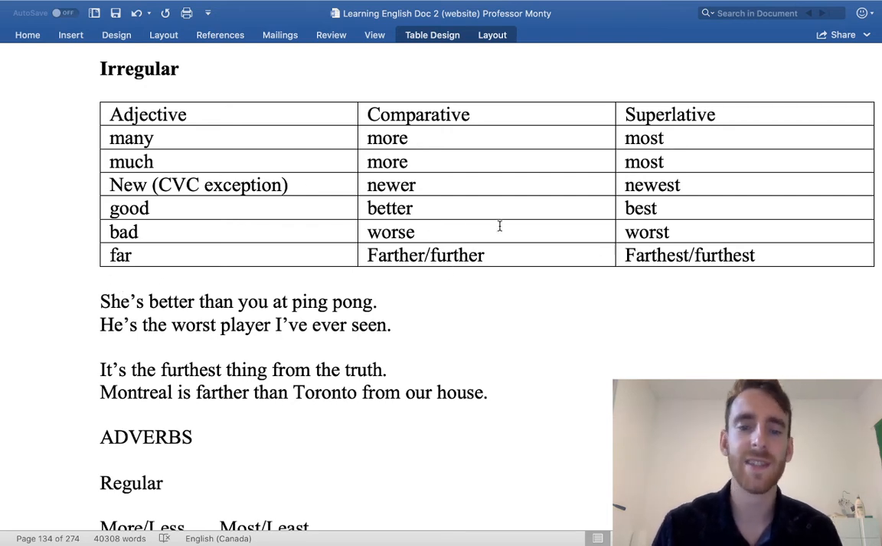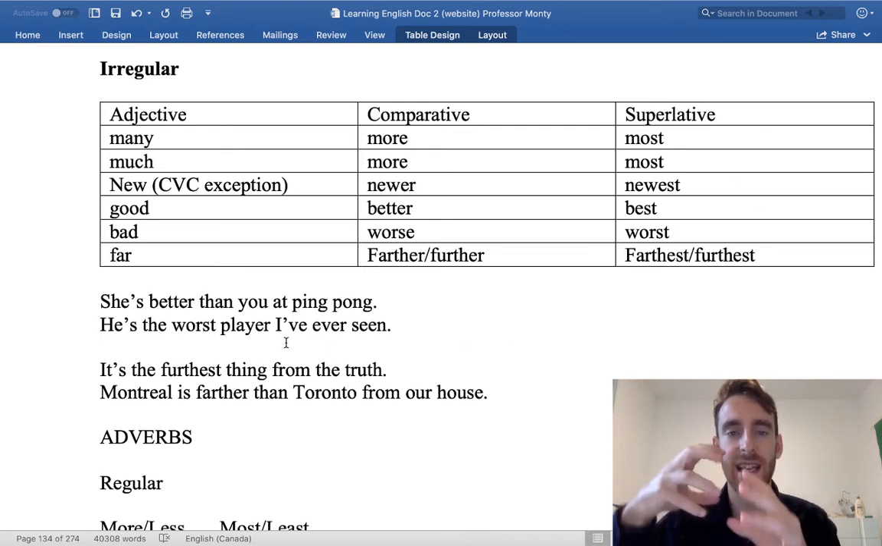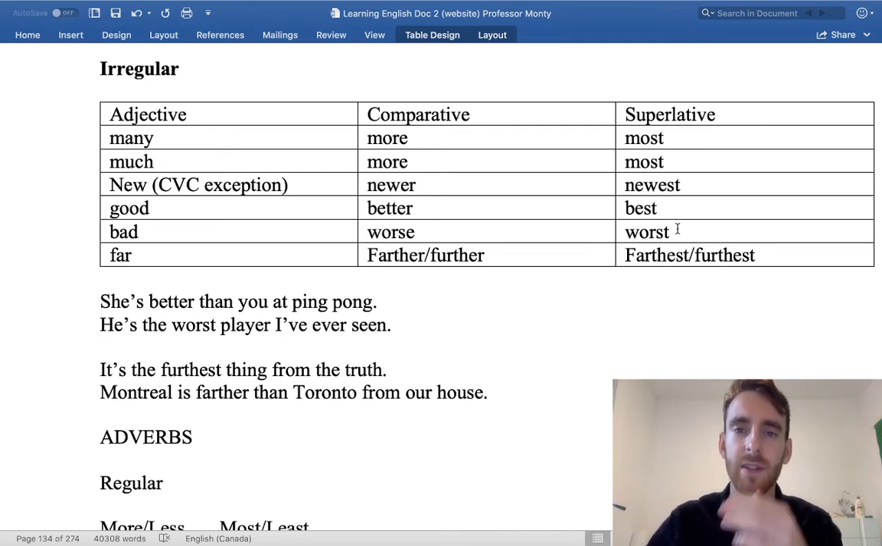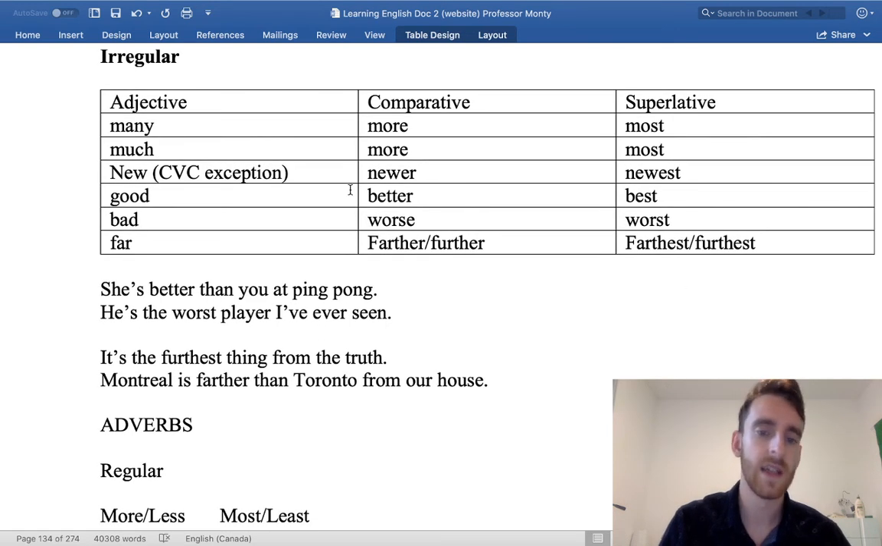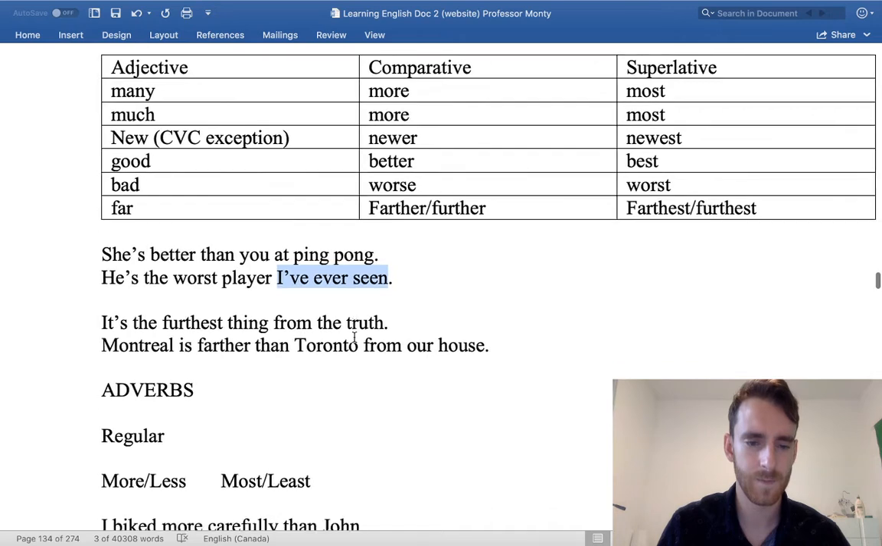Better, worse, you guys have heard of these ones. She's better than you at ping pong. Better, we're comparing. Best or worst, we're saying out of a group. Remember, superlatives are always out of a group of people. So he's the worst player I've ever seen. Out of anyone. That's why the present perfect is used.